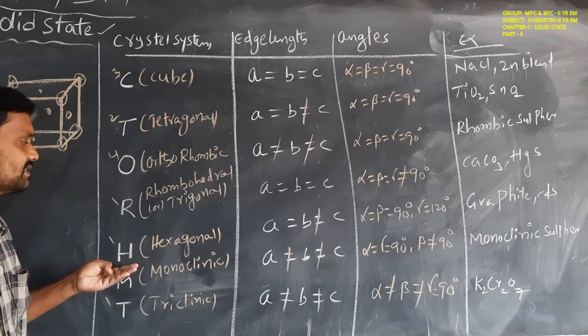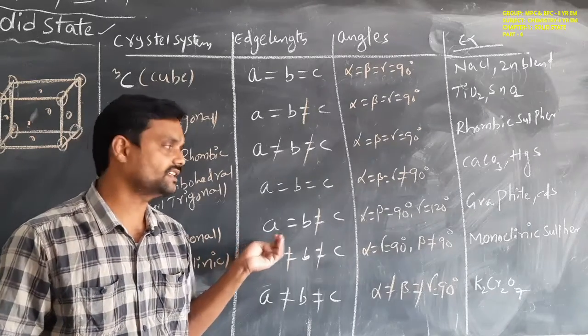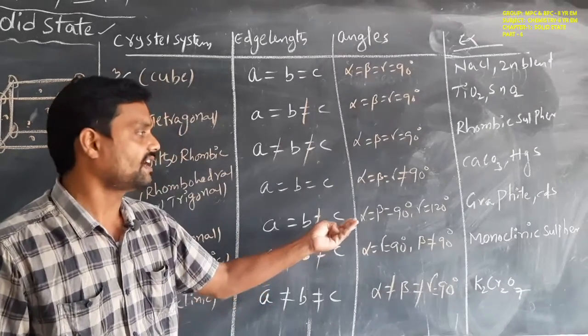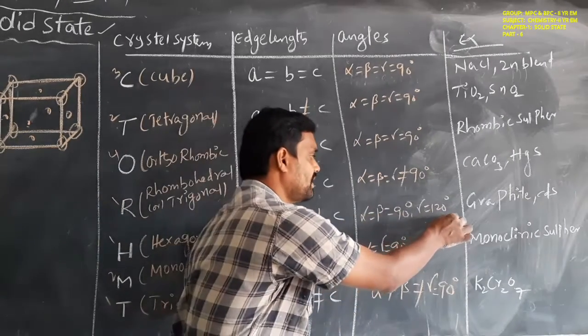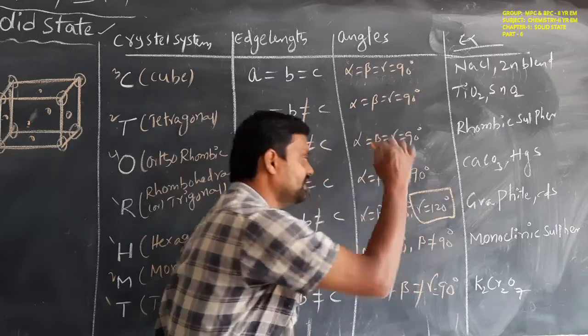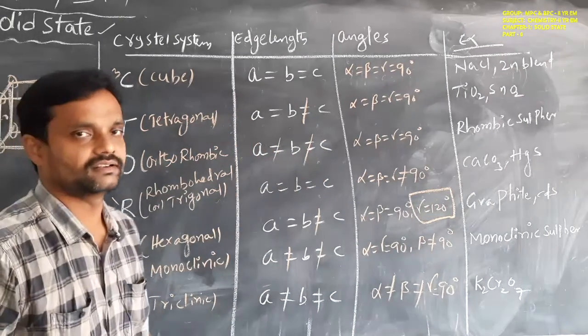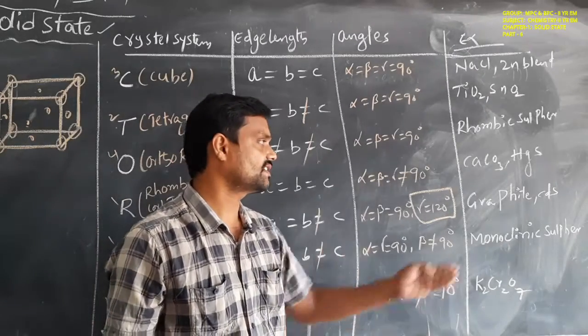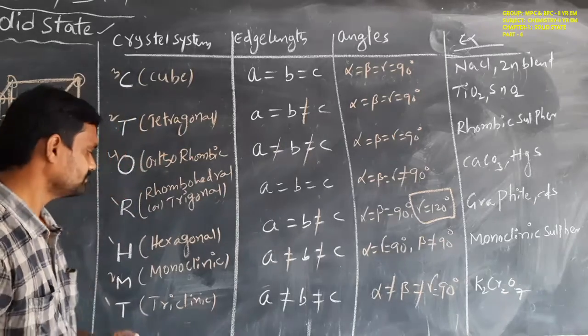Then another crystal system is hexagonal. The edge length A is equal to B but not equal to C, and alpha and beta angles are equal to 90 degrees and gamma is equal to 120 degrees. Then that is considered as hexagonal. The example for hexagonal is graphite or CdS, cadmium sulfide.